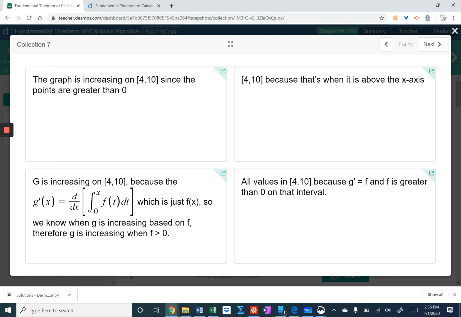All values in the interval from 4 to 10, because G prime is equal to f, and f is greater than 0 on that interval. And there's a nice, succinct, correct answer for that question.